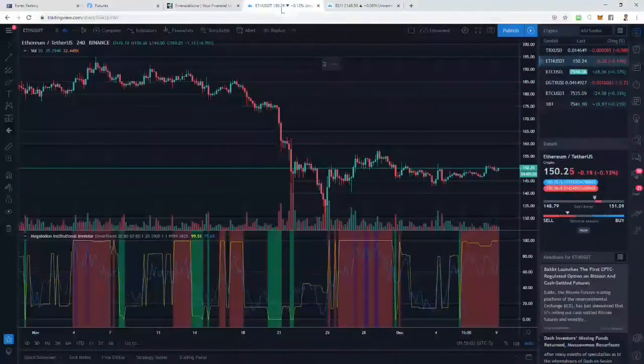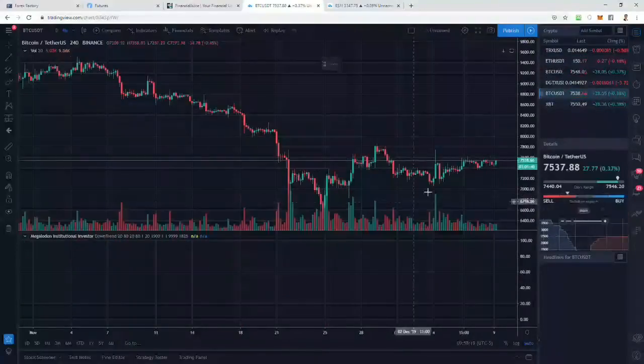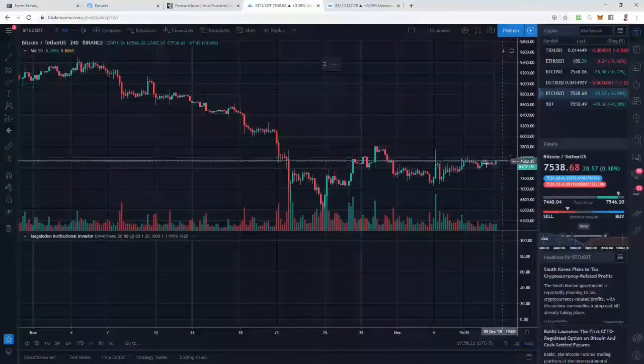From a crypto standpoint, same kind of thing going on here on Ethereum, the ETHUSD or USDT. 150 has been a pretty key area for about a week now. We've been testing this 150. If we can break 150 and close above, I'd be looking to go back long on it. From a Bitcoin standpoint, 7,600 is that key area. If we look here on a 4-hour chart, 7,600. If it can break 7,600, close above, then I'd be looking to go long on that Bitcoin as well.